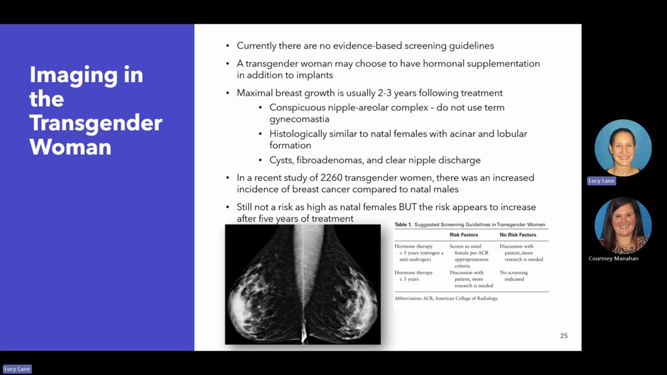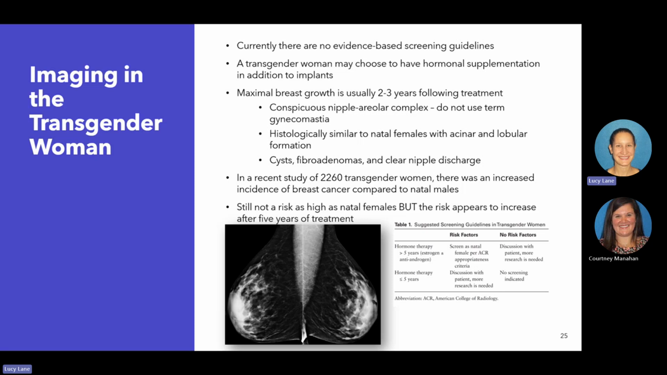In a recent study, a Dutch study, they looked at 2,260 transgender women and found that there was an increased incidence of breast cancer compared to natal males. But the risk is still not as high as natal females. The main caveat was that the risk seemed to increase after 5 years of treatment. So that plays into the recommendations right now for the American College of Radiology for screening.